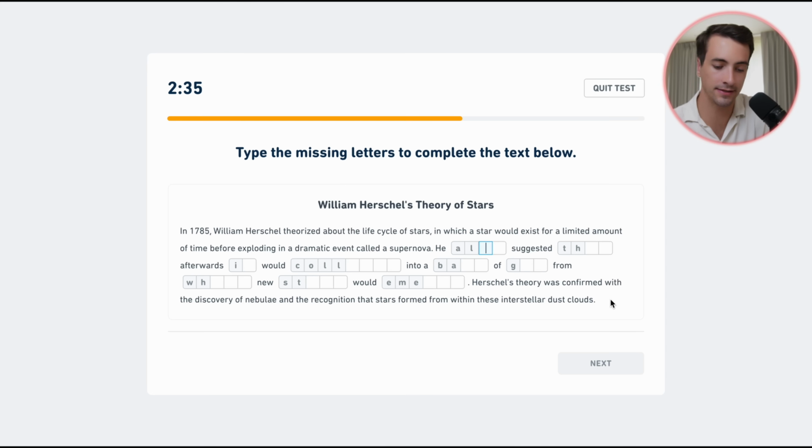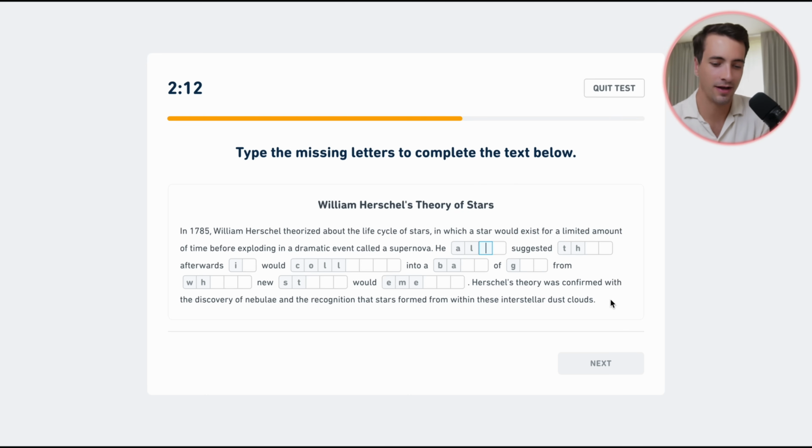Let's read the final sentence. Herschel's theory was confirmed with the discovery of nebulae and the recognition that stars formed from within these interstellar dust clouds. All right, I want you to try to get this one. And I will get a few, and then I'll leave a few for you to get.